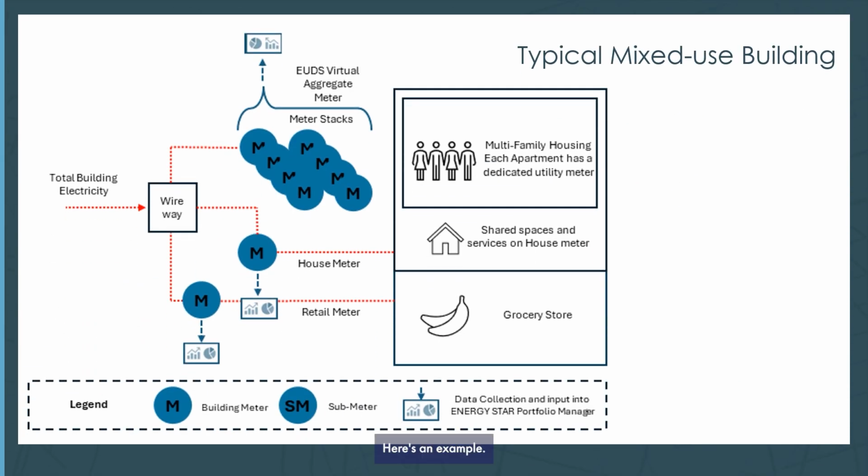Here's an example. Let's take a look at utility meters in a typical mixed-use building. In our example, we're talking about a rental apartment building with first-floor retail occupied by a grocery store. Take the electrical meters shown in the diagram as an M in a blue circle. Each apartment has its own utility meter. House power for central building systems and shared and support spaces have one or more utility meters. The retail suite has its own utility meter.